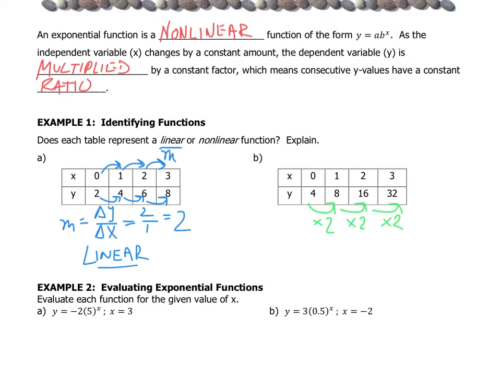Now looking at the x values, I need to see something also happening down here. So now we are seeing plus 1s. So up in the definition, remember we talked about how the independent variable is changing by a constant amount. So there are our plus 1s. And the dependent is being multiplied by a constant factor. So then we would have a times 2 over 1. So this is definitely nonlinear, and it's actually going to be called an exponential function.